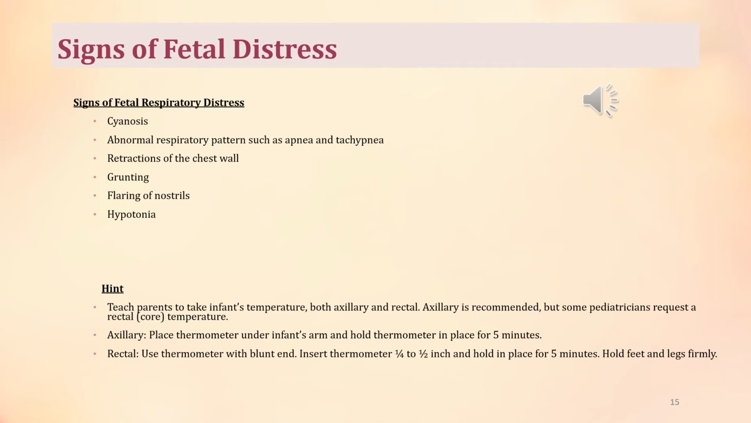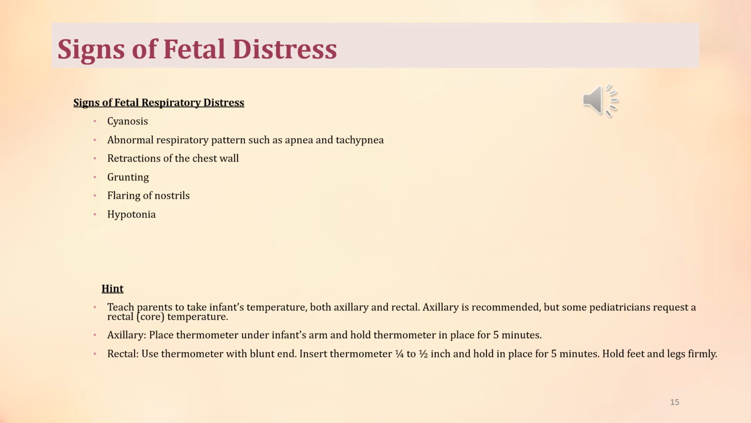Okay, again, talking about signs of respiratory distress. Those sometimes are a little bit easier to see because you'll have a baby that's cyanotic, breathing either too fast or too slow. I'll see retractions of the chest wall, grunting, flaring, and baby will be floppy, so hypotonic.